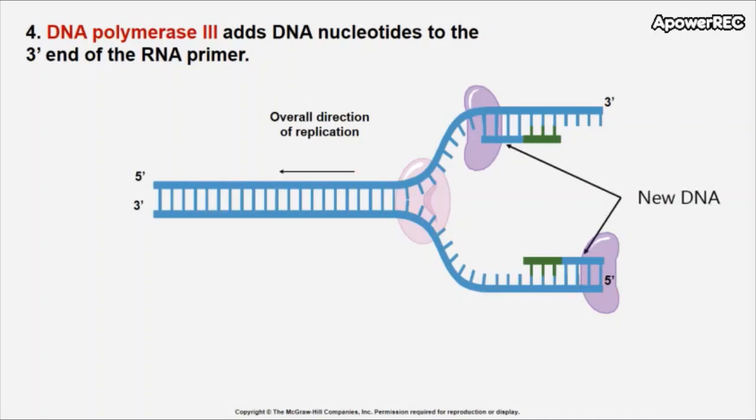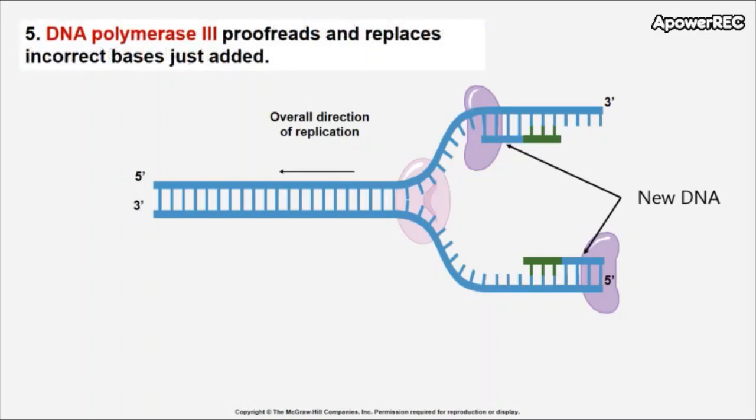So here we have our new DNA strands, which is great, but we're going to have to work on that bottom strand. Something else that is really nice about DNA polymerase 3 is it also proofreads and replaces incorrect bases just added. So if it makes a mistake, it has the capability of catching that mistake and repairing that mistake.